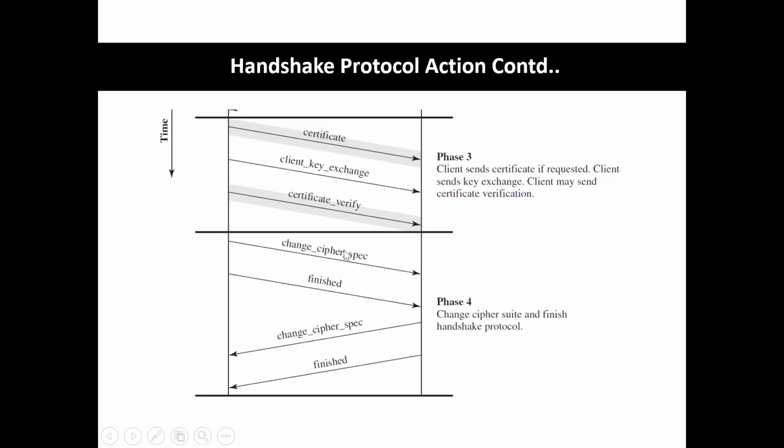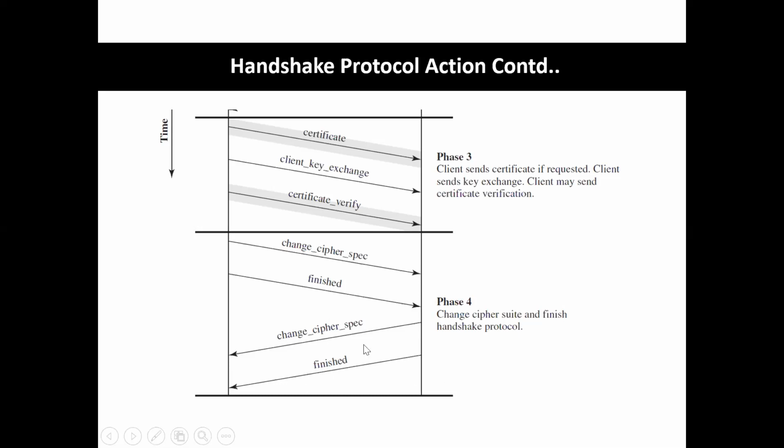The change cipher spec protocol consists of only one field, which is 1 byte of memory. Whatever the pending state was earlier, to bring it back to the current state, you're going to use the change cipher spec protocol. Now the client is going to bring the pending state to the current state by using the change cipher spec protocol. Finally it is going to transfer the hash value to the server. Now the server also is going to change the state from pending state to the current state.